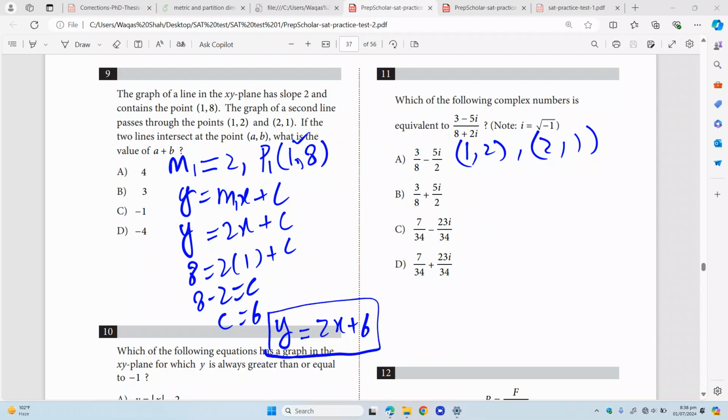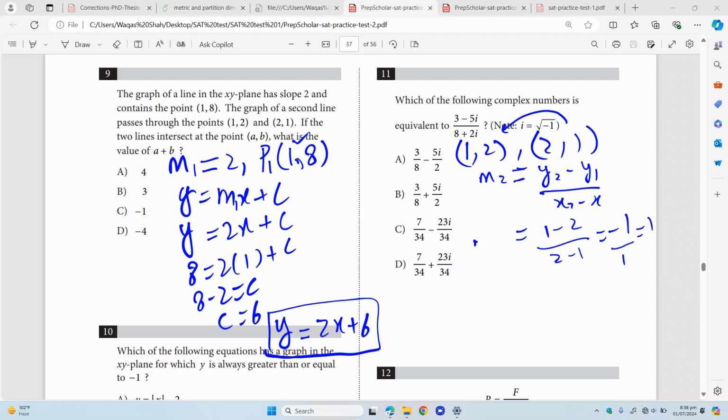Okay, now using these 2 points we can find the second equation. To find the second equation, we will have to find the slope first. There is another formula in which you just have to plug all the values, but we will prefer to find the slope first. The slope will be represented by m2 since this is the second line, and we have to use the formula y2 minus y1 divided by x2 minus x1. Now plug the values, you can subtract the first from the second, so it will be 1 minus 2 divided by 2 minus 1, so it will be minus 1 divided by 1, which is equal to minus 1. So that is the value of the slope of the second line.